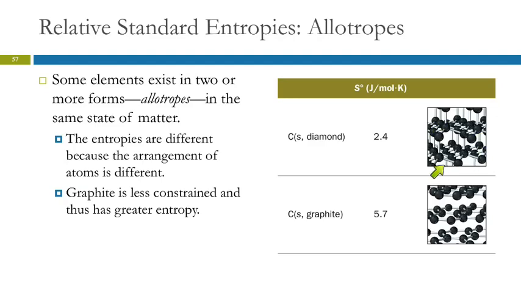Diamond is a covalent network solid in which the carbon atoms are all covalently bonded to each other in a three-dimensional lattice. Graphite is also a network covalent solid. The atoms are bonded to each other by covalent bonds, but now there are thin sheets, and those thin sheets are held together by intermolecular forces. And so the graphite has more variability. It's less constrained in its movement than a diamond is, and so its entropy is greater. Does that make sense?